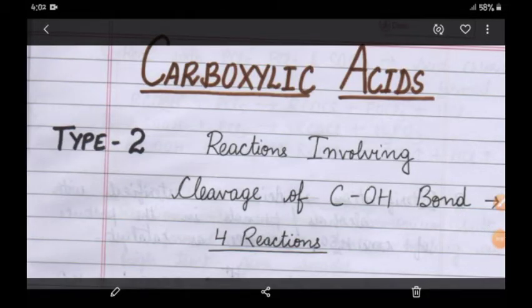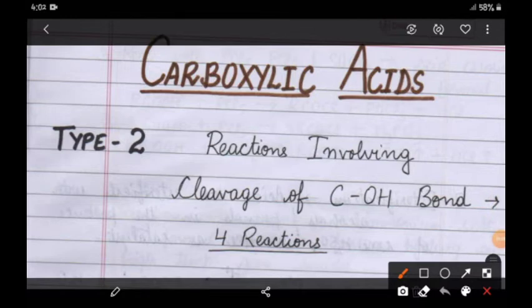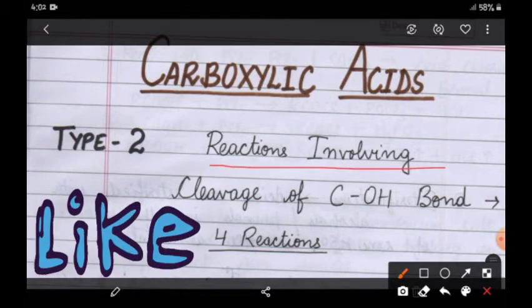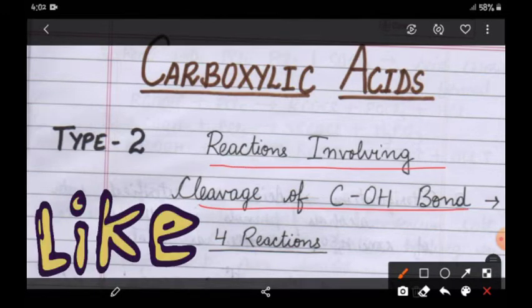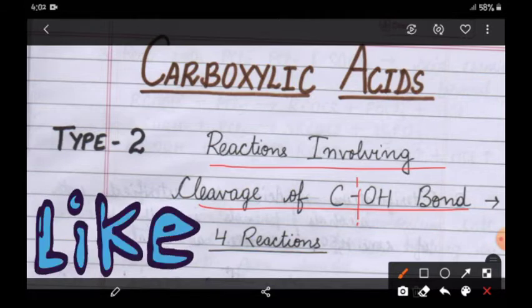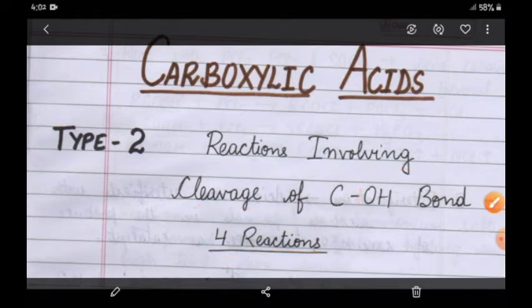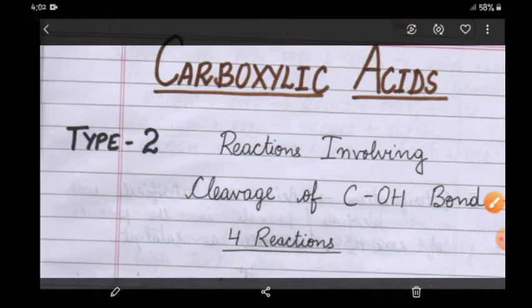This is type 2 reaction. Type 1 we have discussed. This is type 2 reaction, reactions involving cleavage of C-OH bond. The bond will break from here. Now under this type of reaction we will be doing 4 reactions.